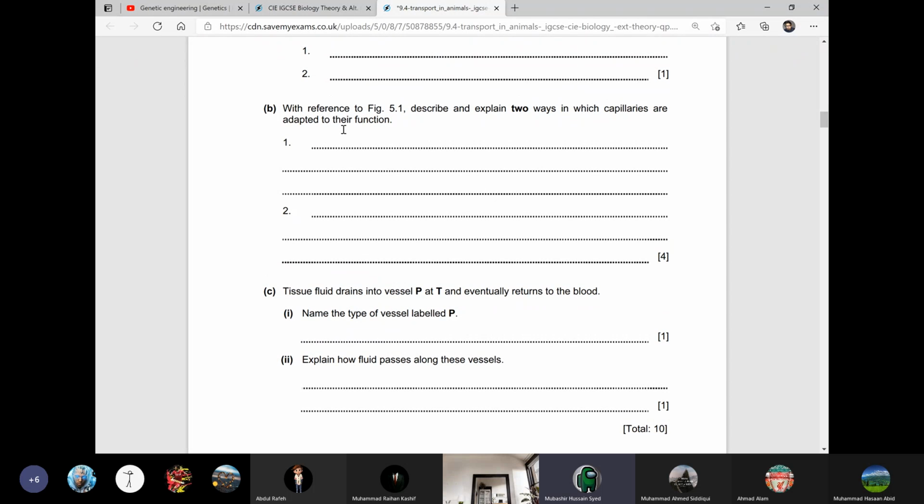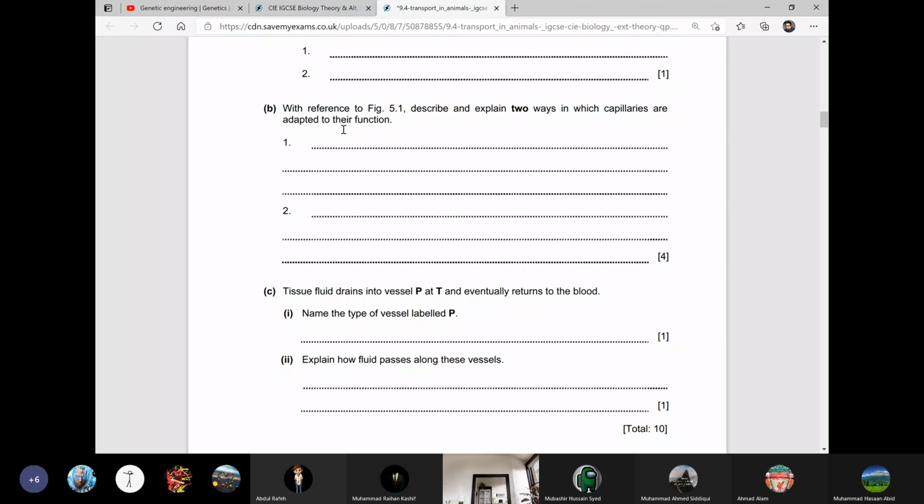How capillaries are adapted for their function, boys? Sir, because their walls are one cell thick, it helps in easy diffusion. Very good. And the second point? Sir, they only have one cell space in them. No, this is the same point as the first one.